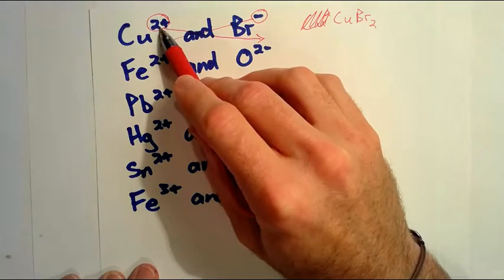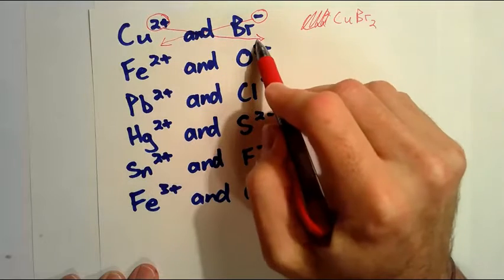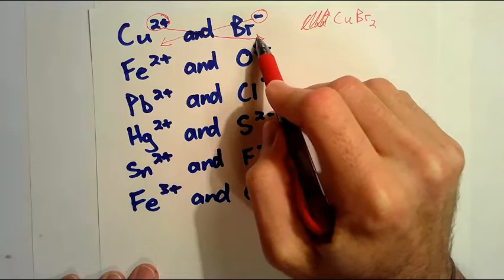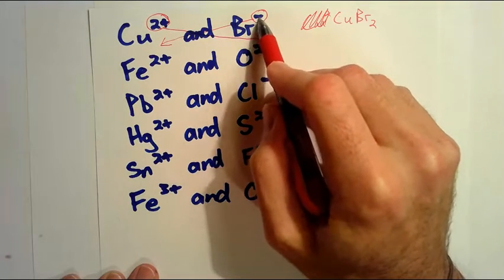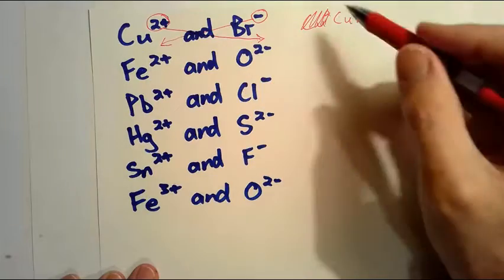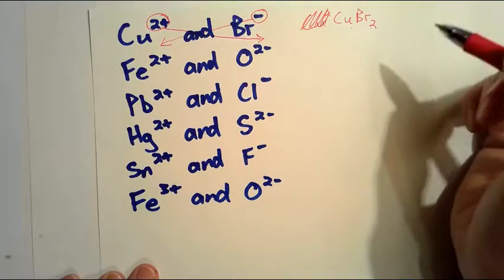The crisscross rule was so the 2 plus came down here to be a subscript of 2, and then the 1 minus came down here to be a subscript of 1. So that's how I got that answer.